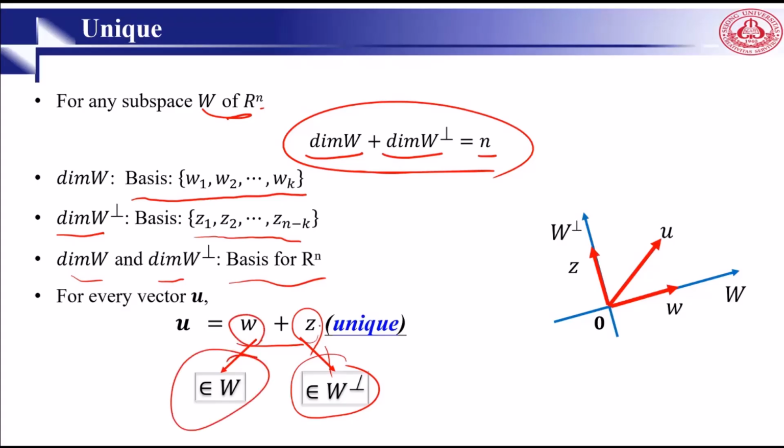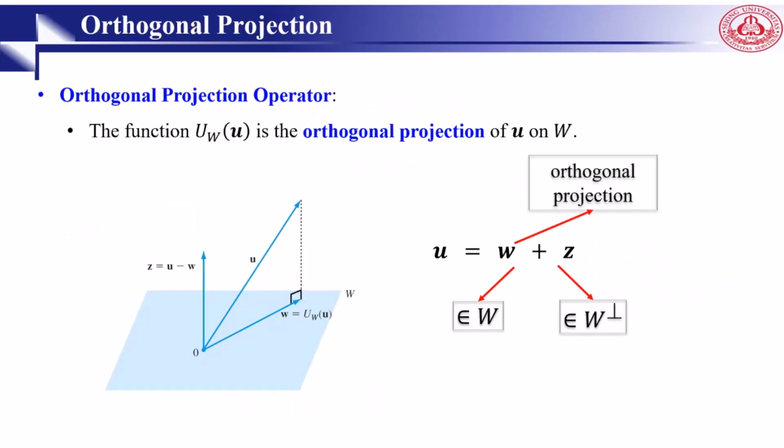So this w in W and z in W perp is called a unique decomposition. Mathematically, we can write u is equal to w plus z, and this decomposition is unique. Here also we have, for example, this is w, and this is z. We can write u as the projection and its complement. The next topic that we are going to investigate is orthogonal projection.